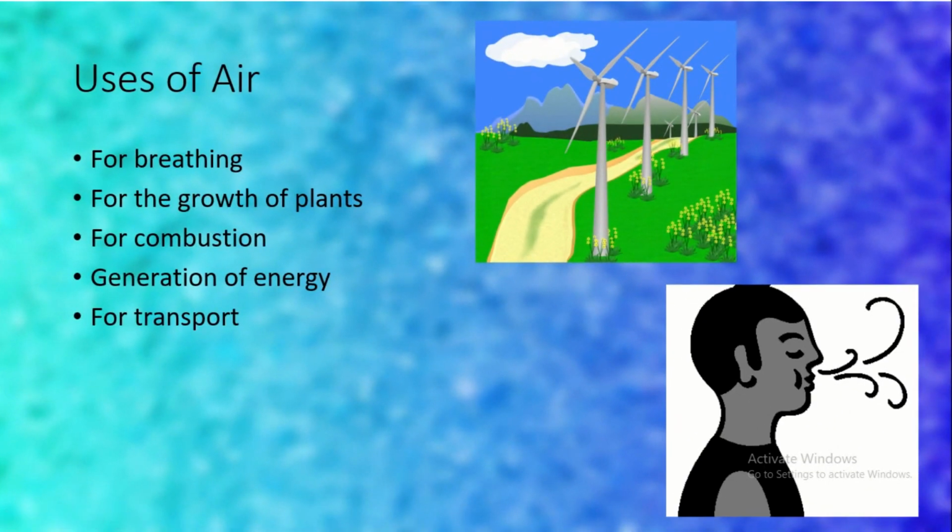Our next topic is the uses of air. What are the uses of air? We use air for breathing. It is also needed for the growth of plants. Out of the gases in air, oxygen is needed for combustion. Wind is also used for generating electricity. It is also a medium of transport.